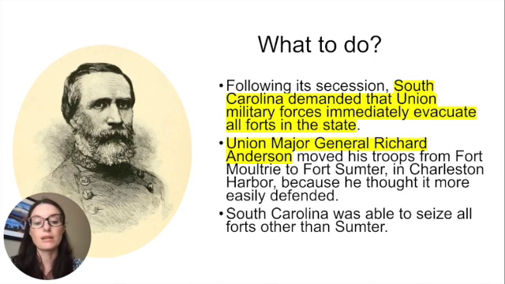South Carolina was able to seize all forts other than Sumter. So South Carolina was telling the Union to get out of their state. South Carolina was able to take back all of the forts in their state except for Fort Sumter. So General Richard Anderson and his Union troops are at Fort Sumter.